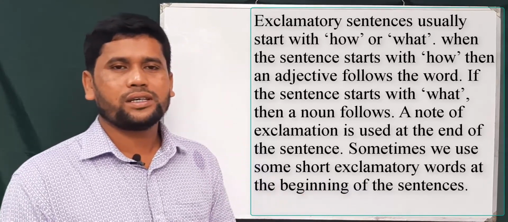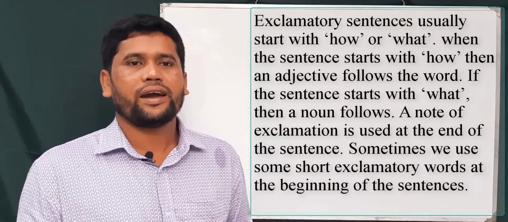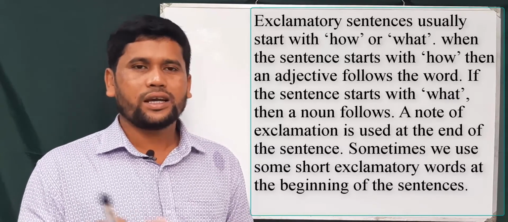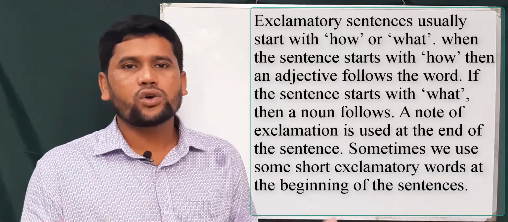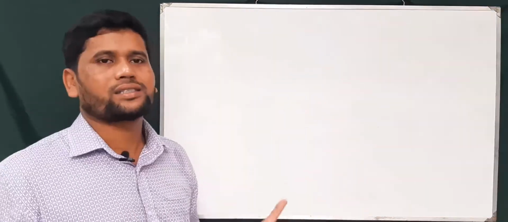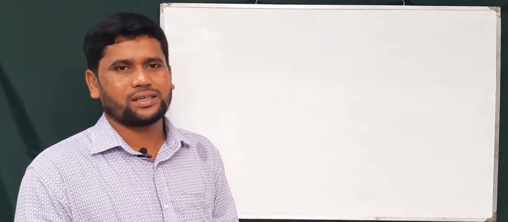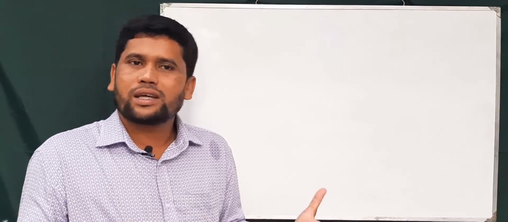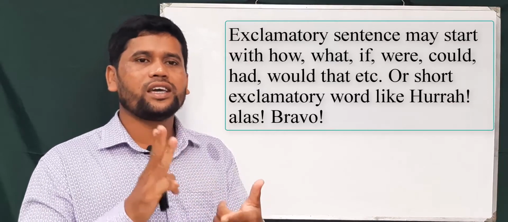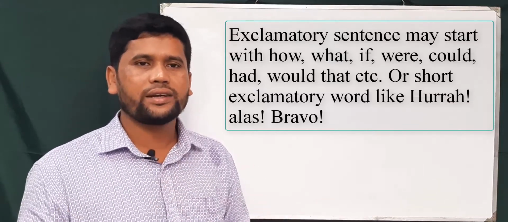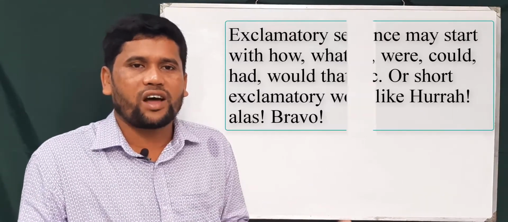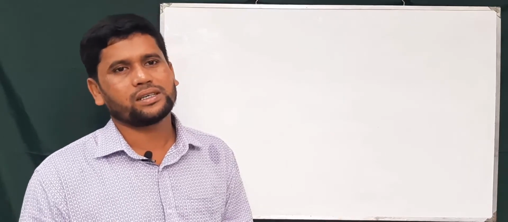But sometimes it may start with if, where, had, would that, could, and at the end we find a note of exclamation. It may also start with short exclamatory words like hurrah, alas. So you now know what an exclamatory sentence is. That is the definition of an exclamatory sentence. So you know how it may start: with how, what, if, where, could, had, would that, or short exclamatory words like hurrah, alas, bravo. With these words, an exclamatory sentence may start.